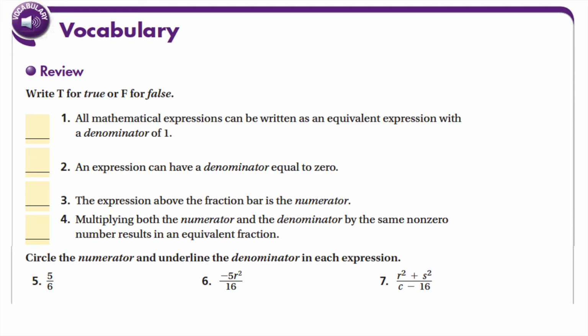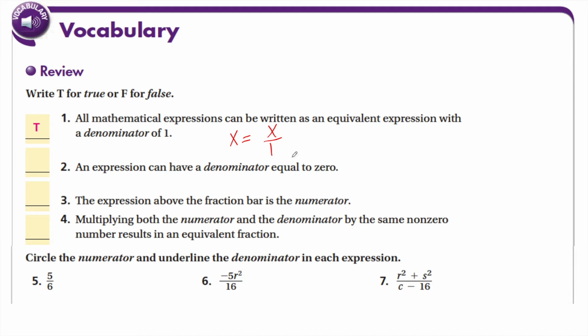Write T for true and F for false. All mathematical expressions can be written as an equivalent expression with a denominator of 1. Well, that's true. Every single thing that we write, you can always divide by 1, and it's just going to represent the exact same thing. It's going to be equal. The only difference is, well, it's kind of redundant. So that's why you can have x, but that's also the same thing as x divided by 1.